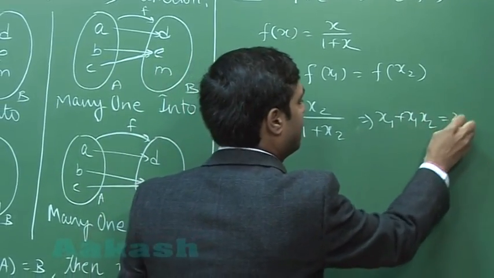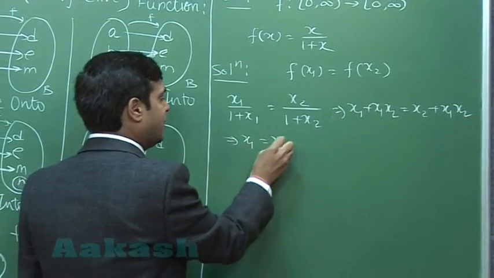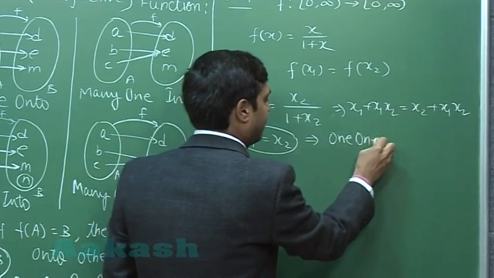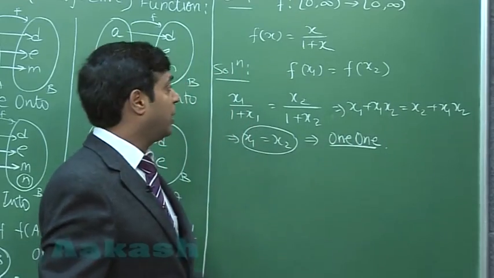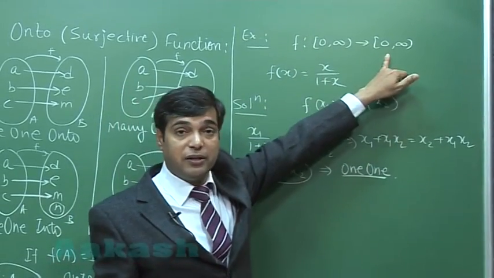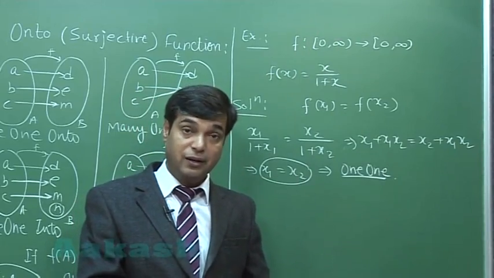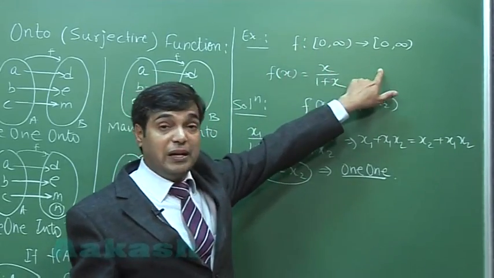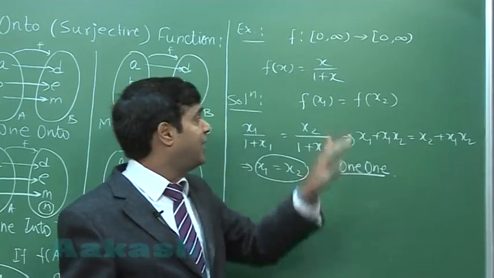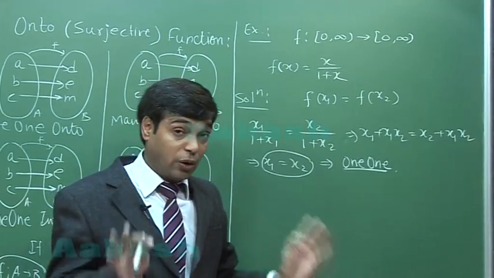Simplifying, we get x1 equals x2. Clearly the function is 1, 1. Right? Okay. If I consider the function x upon 1 plus x without looking at this part, then I can say the domain of this function is all real numbers except minus 1. If f is from A to B and A is given as the actual domain, then obviously the range will be the actual range. Then I can find the range by saying this is equal to y and finding x in terms of y, but it is not given here.